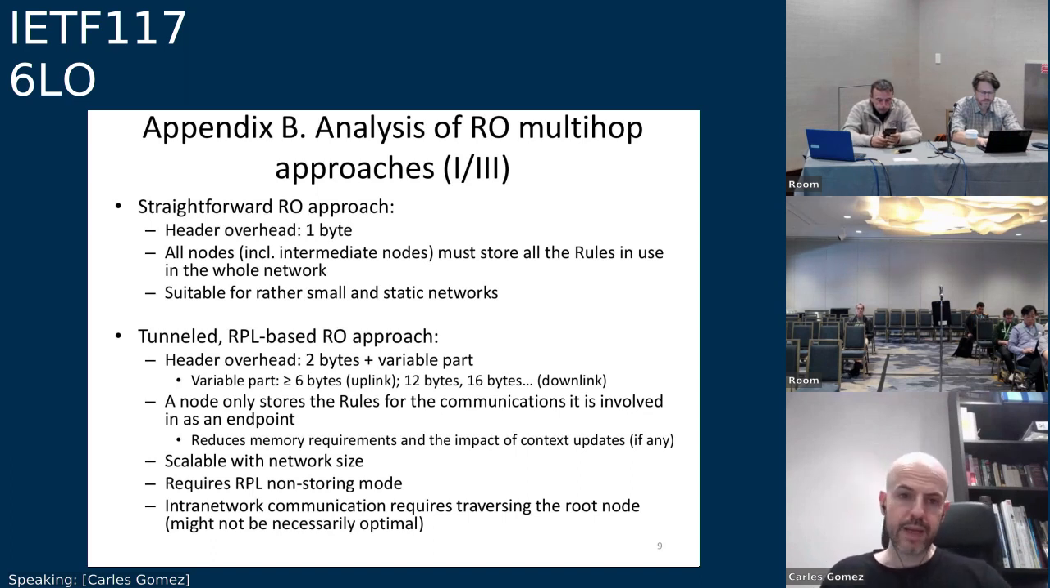However, there's a little bit of a penalty in terms of increased header overhead, which comprises two parts, 2 bytes plus a variable part. The variable part is at least 6 bytes for uplink transmission, and it could be more than that, for example, 12, 16 bytes or others for the downlink due to, among others, the source routing header. In this case, this approach requires RPL non-storing mode, which may be in place anyway in some scenarios, and also for internet communication, the idea is that it will require traversing the root node, which might not always be necessarily optimal.